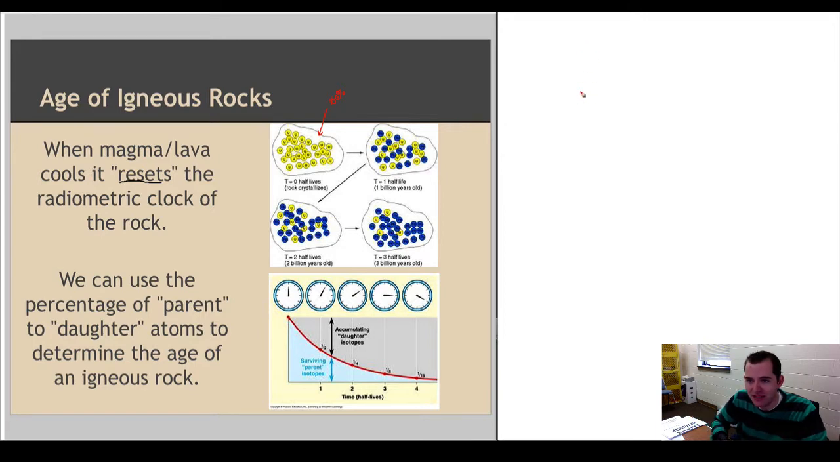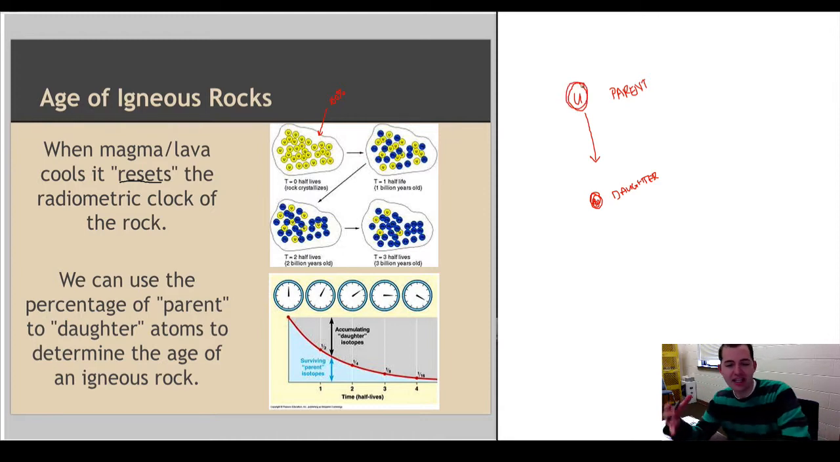So basically, if we've got this uranium atom, this is our parent, that's what it starts at, and eventually it will become a daughter, which is a different type of atom. This one should eventually become lead, but its first step will be something else, that will be its daughter.